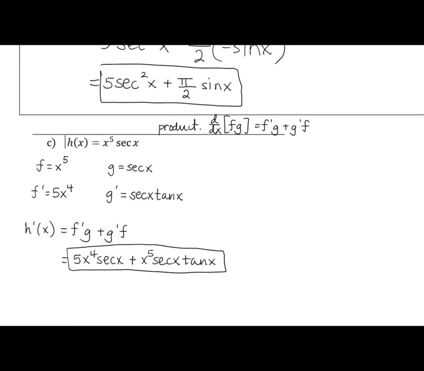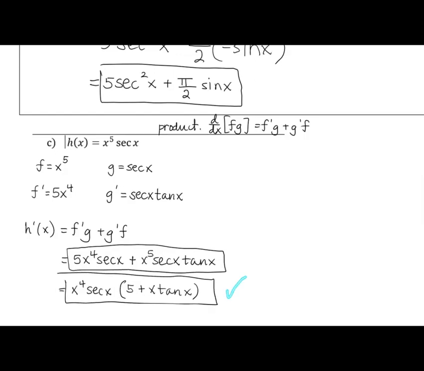I would like to point out some of the algebraic techniques that we will be doing with derivatives very soon. Notice that I can factor out a GCF here of x to the fourth secant x. That is the greatest common factor between those two terms. And I would be left with 5 plus x tan x. So either one of these would be all right. The second one would be preferred.